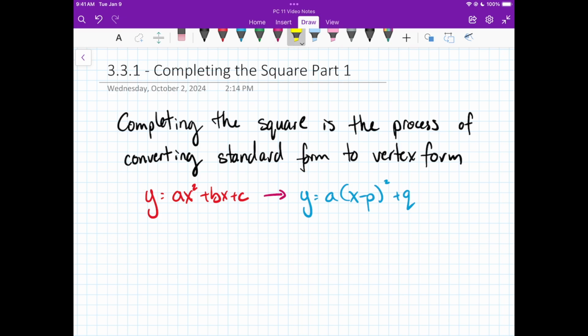If you look, we need to somehow create brackets. This is the big thing. It's the square, right? This is why it's called completing the square. We're trying to get that thing. But the question is how?